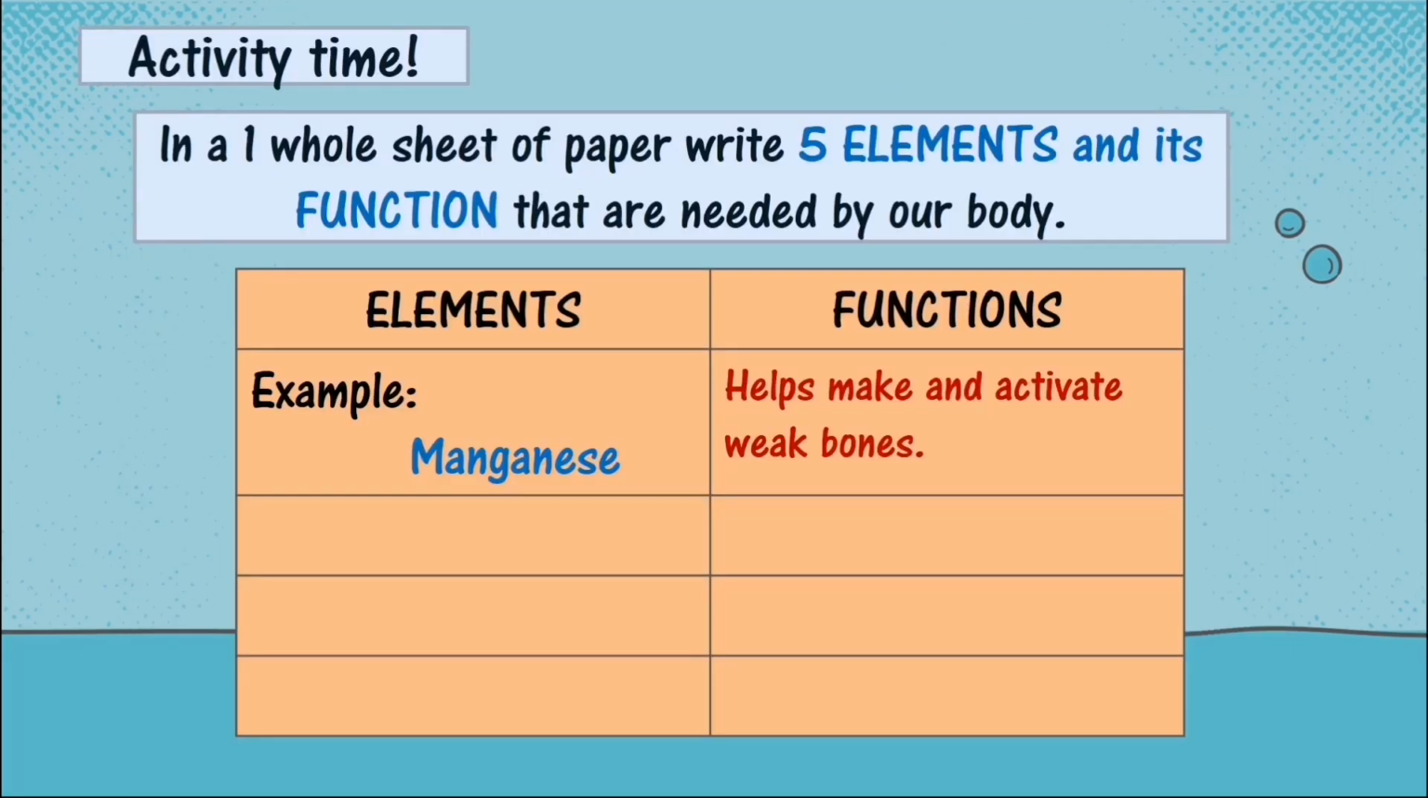Activity time! What you are going to do, in one whole sheet of paper, you are going to write 5 elements and their functions that are needed by our body. So, maglist mo og 5 ka elements nga kinahanglan sa atong body. And also, you are going to state their functions. Okay, for example, here we have manganese. It helps make and activate weak bones. So, para na siya sa atong bones. So, ingana ang buhaton ha, 5 ka buok.